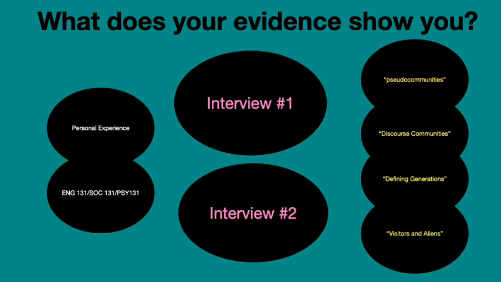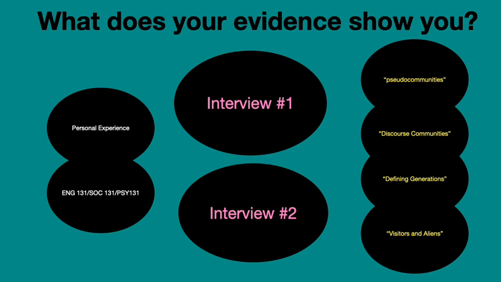But you also have your academic experience. What did you study in English 131 about reading and writing and connection? Did you learn in sociology 131 about how people of different generations interact? What did you learn in psychology 131 about how people of generations think about interaction? Those personal experiences and those academic experiences you've had are a type of evidence for you.